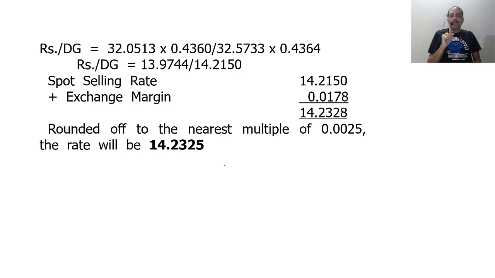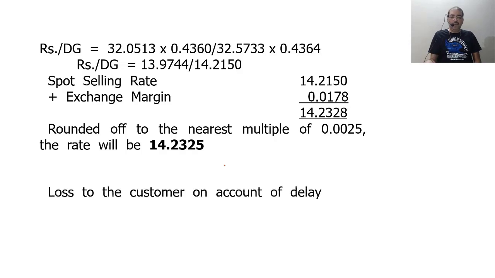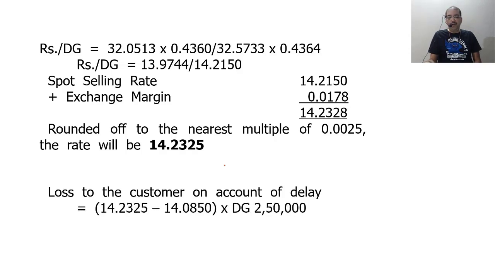If it was December, he would have purchased at 14.0850. Since it has gone into the month of Jan now, he has to pay a higher figure. So there will be a loss to the customer, and the loss will be equal to the difference between the two rates. So loss to the customer on account of delay: 14.2325 minus 14.0850, the difference between the two rates, into the total value, that is 2,50,000 each.